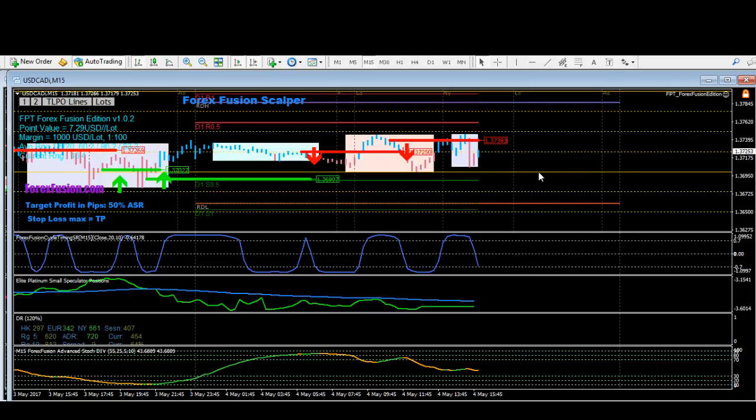I did just get a group sell alert for the Kiwi Yen. So we'll open up a trade chart for that in a moment.